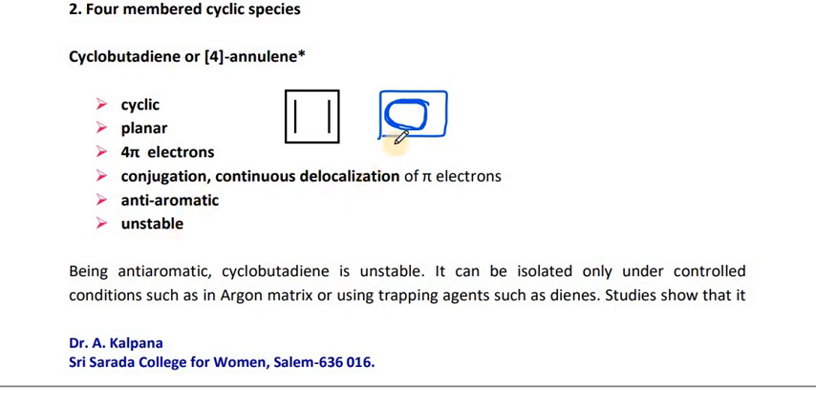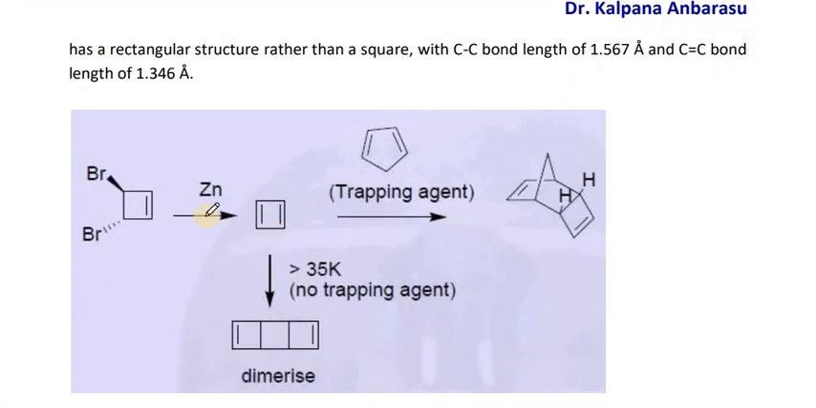We cannot synthesize cyclobutadiene in the lab, but it can be isolated under controlled conditions, such as in an argon matrix or using trapping agents such as dienes. So, in this reaction, we can isolate cyclobutadiene. Since it is anti-aromatic, we cannot synthesize it, but we can isolate it by using trapping agents, cyclopentadiene, that is by using the Diels-Alder reaction and forming a Diels-Alder adduct. We can trap this cyclobutadiene, or we can dimerize it. Hence, we can isolate this cyclobutadiene. It is anti-aromatic and unstable, so we cannot synthesize it.